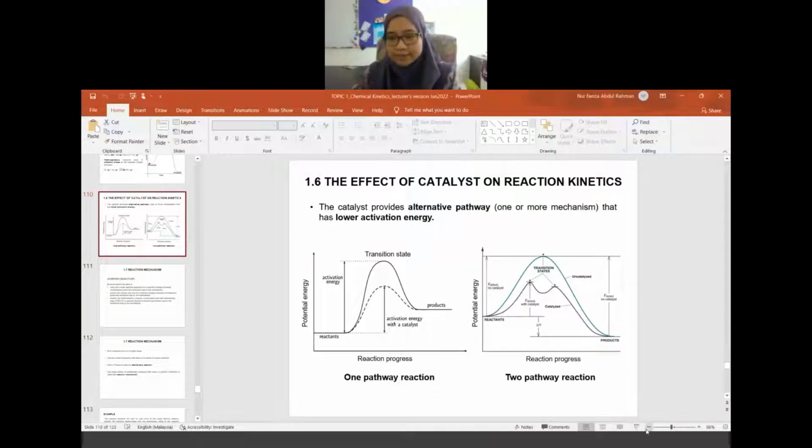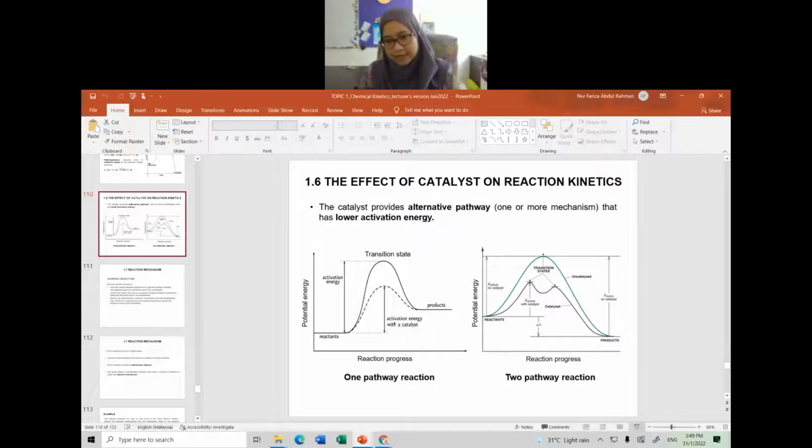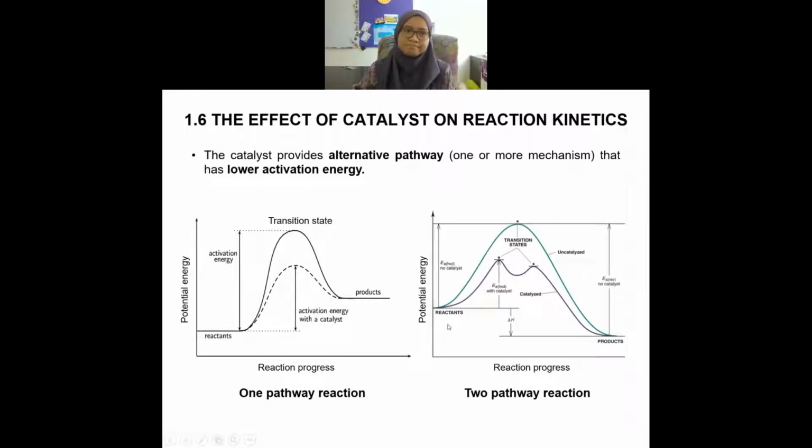Okay, where were we just now? Okay, right. So one pathway, two pathway reaction. Just now for one pathway reaction, we have reactant producing product directly. That means we don't have intermediates. The reaction will be producing product directly.